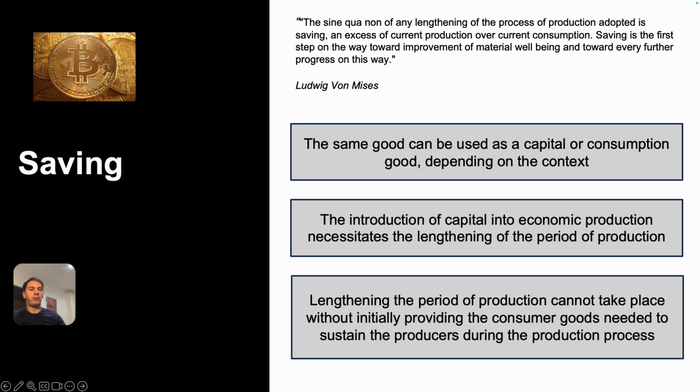Lengthening the period of production cannot take place without initially providing the consumer goods needed to sustain the producers during the production process. In fact, providing for the future makes it possible to engage in production processes that are longer and more productive. But man can save resources to provide for the future only if he is able to meet his current needs. The farmer must produce enough grain to feed himself before he can plant any grain, and every grain he plants is a grain he cannot consume this year.